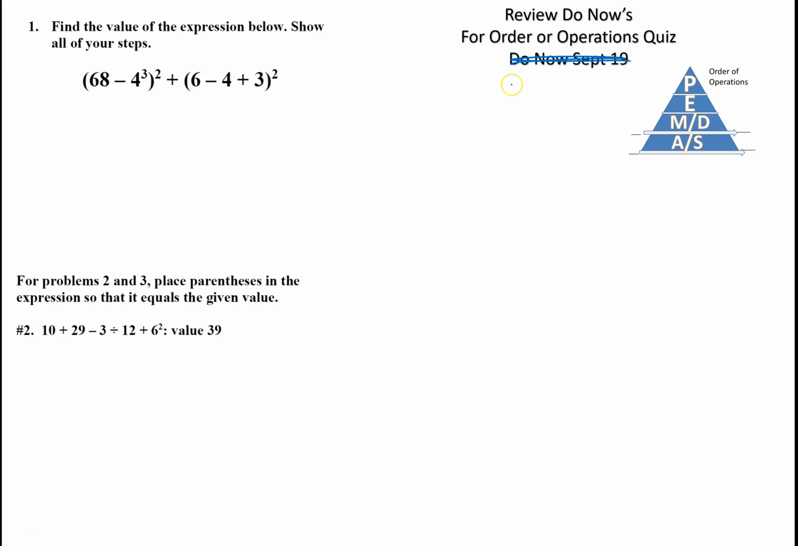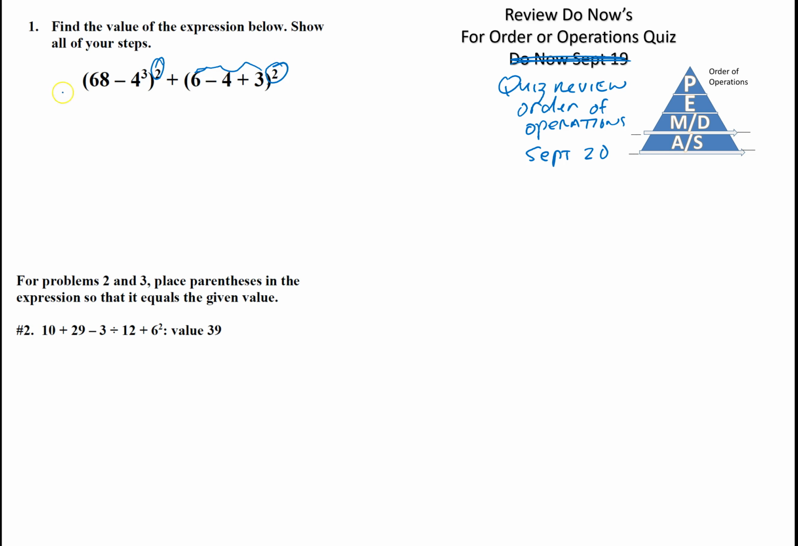Okay, this is the quiz review. Order of operations. And I did this on September 20th. Okay, so same idea. You want to do everything inside of parentheses first, and then when we're done, I can square it. Same thing here. I do everything inside here first, and when I'm done, I raise to the power of 2.